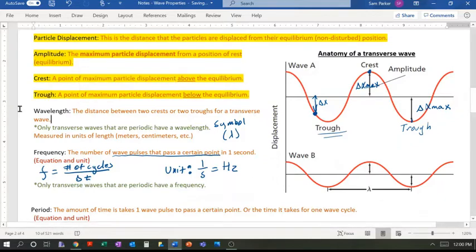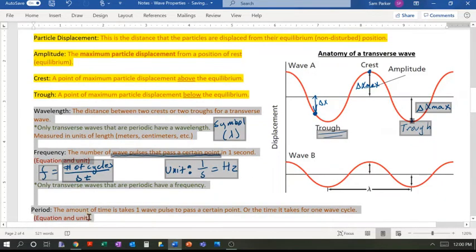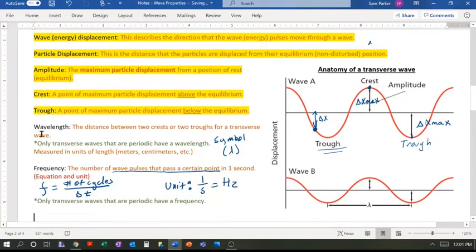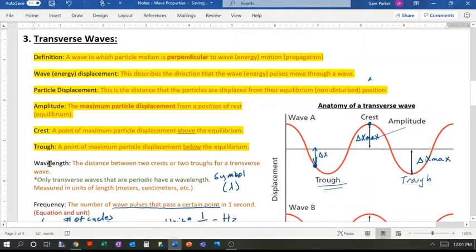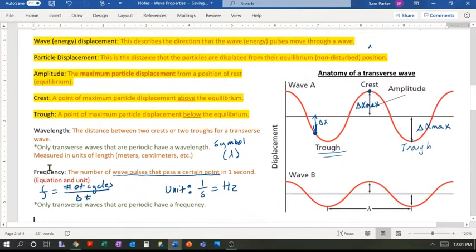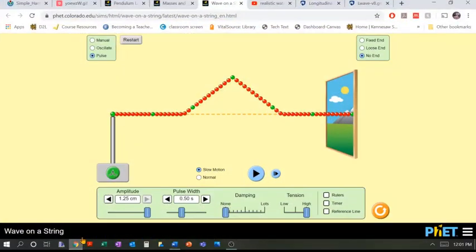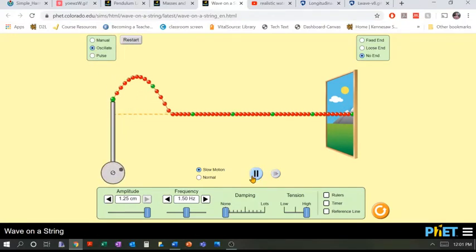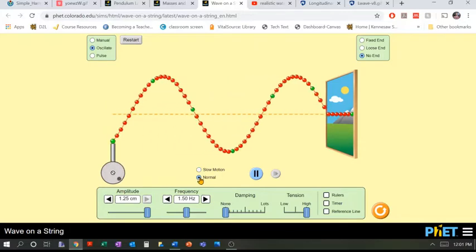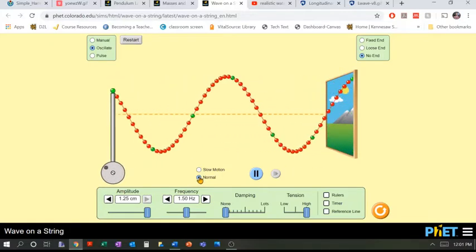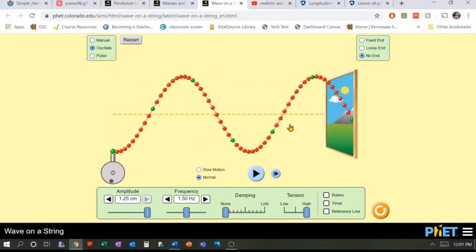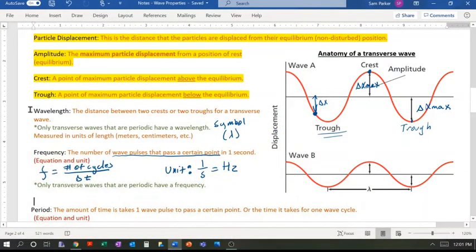Now, wavelength, frequency, and period. These are properties of periodic transverse waves. So we can have a transverse wave pulse, but we can also have a periodic transverse wave like this one. And this is the type of wave that will have a wavelength, period, and frequency. A wave pulse doesn't have any of those properties. So the wavelength is the distance between two crests.